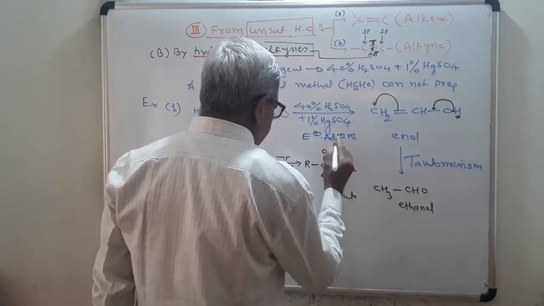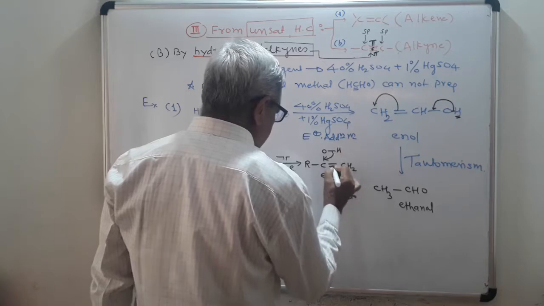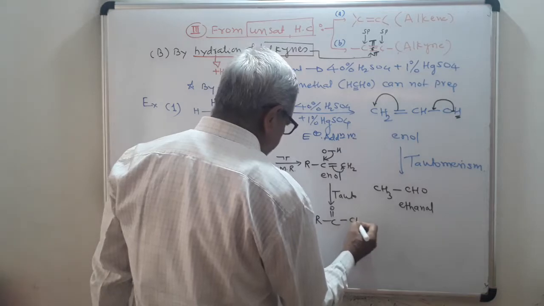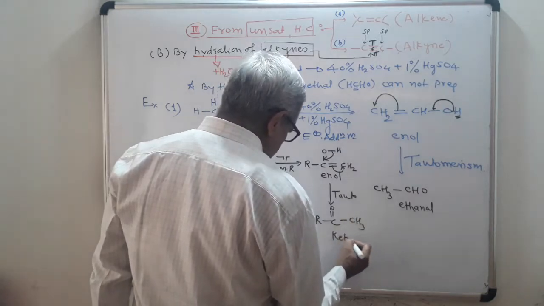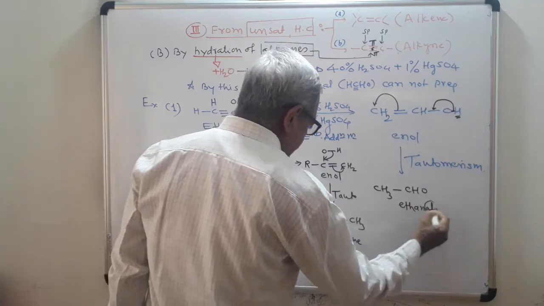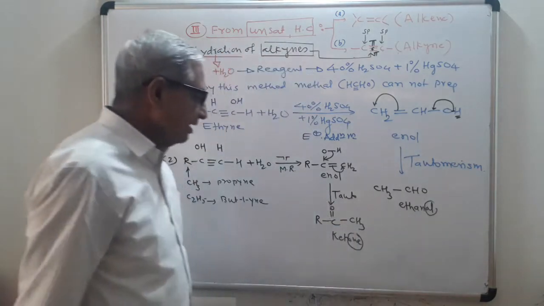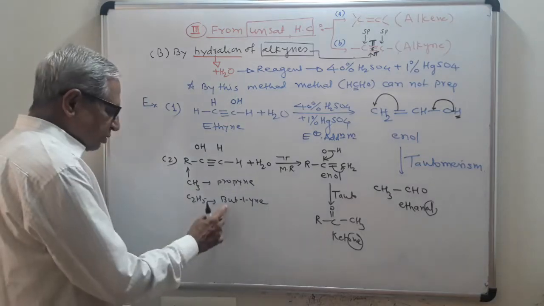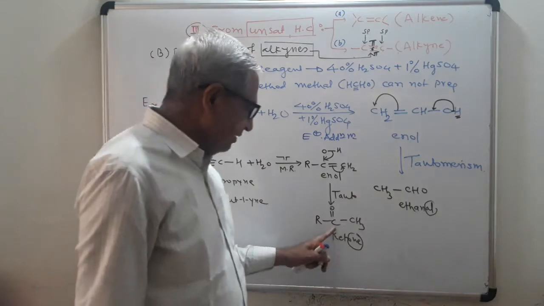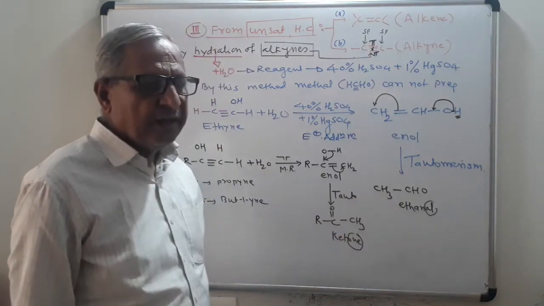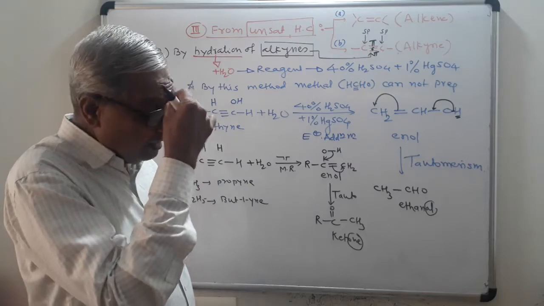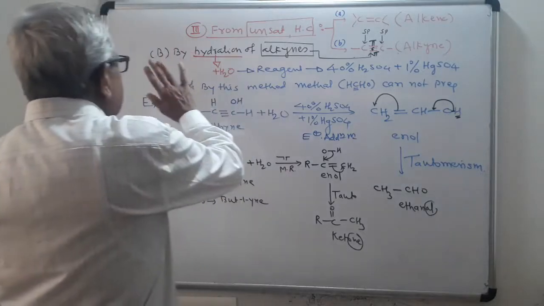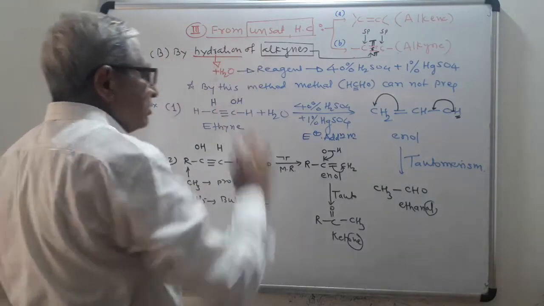See this hydrogen atom, you can shift this one here. This pi bond will be broken. You will get here R-C=O-CH3. It is a ketone. In this way we can prepare aldehyde as well as ketone. Now see here, if R is equal to CH3, you will get acetone. If R is equal to C2H5, that is but-1-yne, you will get butanone, or ethyl methyl ketone. So in this way we can prepare aldehydes and ketones by hydration of alkynes.